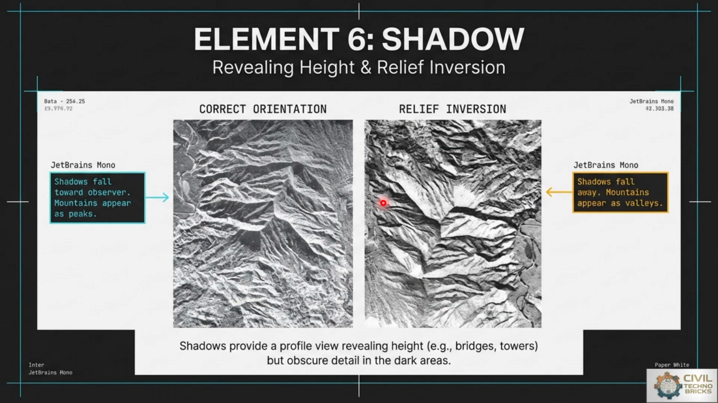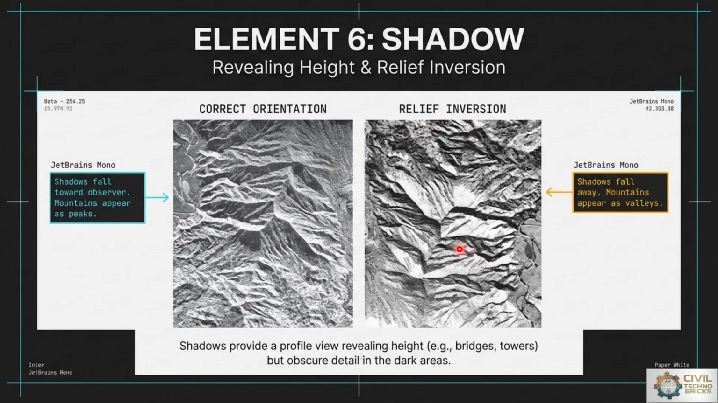Next element will be the shadow, that is revealing height and relief inversions. Here we see the correct orientation, and this will be the relief inversion. So here the shadow falls toward the observer, and mountains appear as peaks in that image. Just we are seeing from this way.